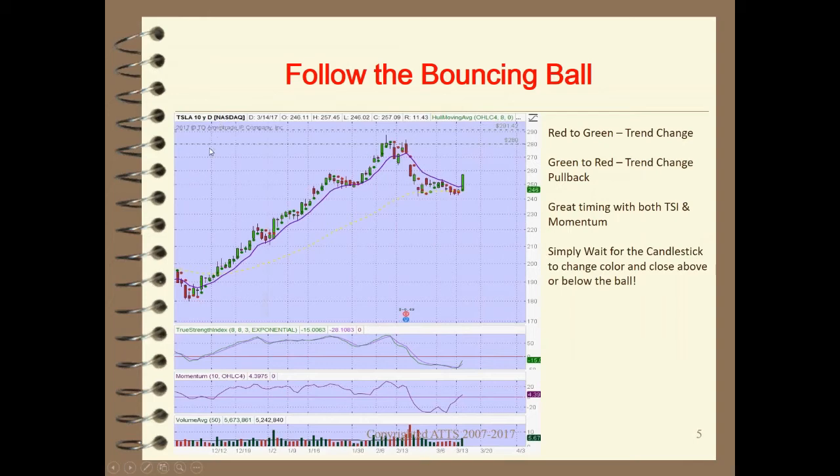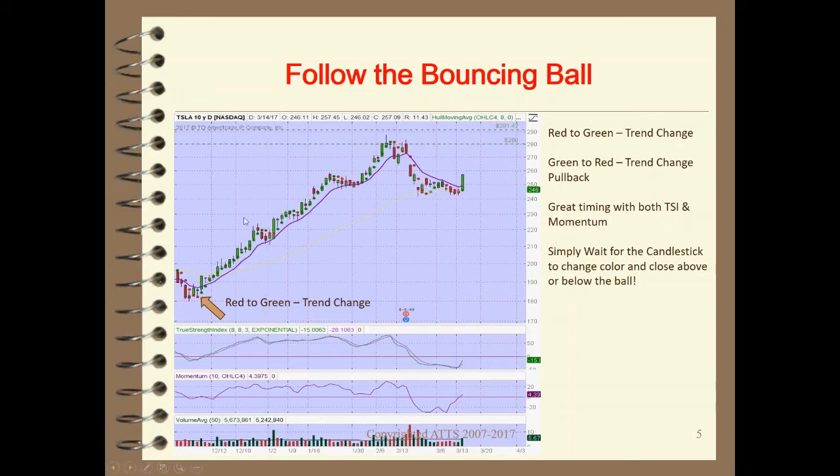This is a chart of Tesla today. It's a daily chart, and you just follow the bouncing balls. When it changes from red to green, it typically means a trend is changing. When it changes from green to red, it means the trend change is either a pullback or is reversing to the downside. So it's great for timing when combined with the TSI. Let's take a look at that. So there's a red to green.